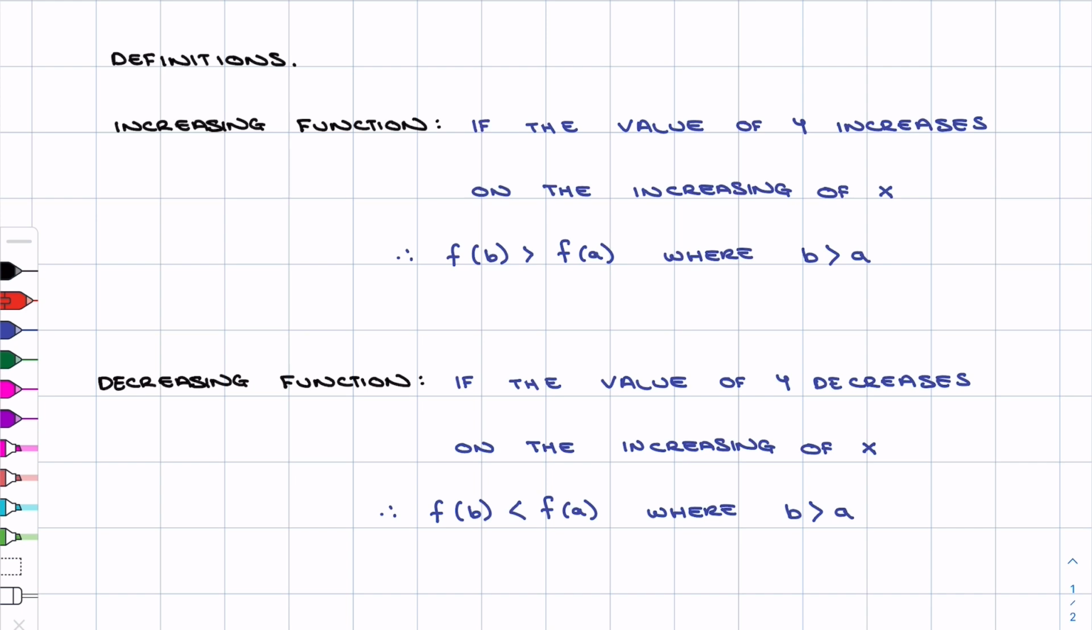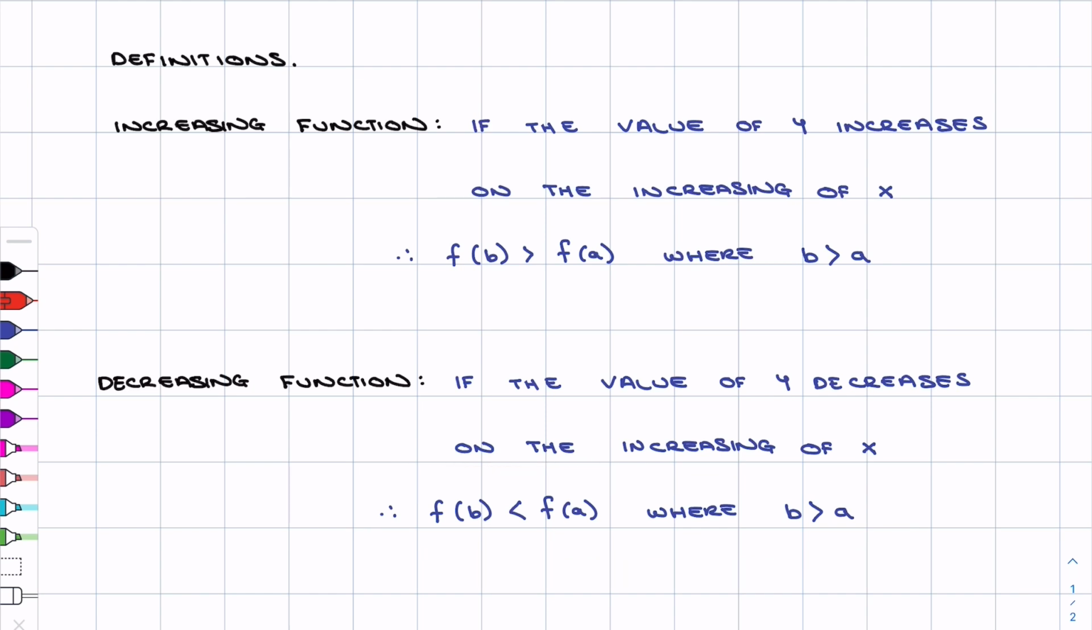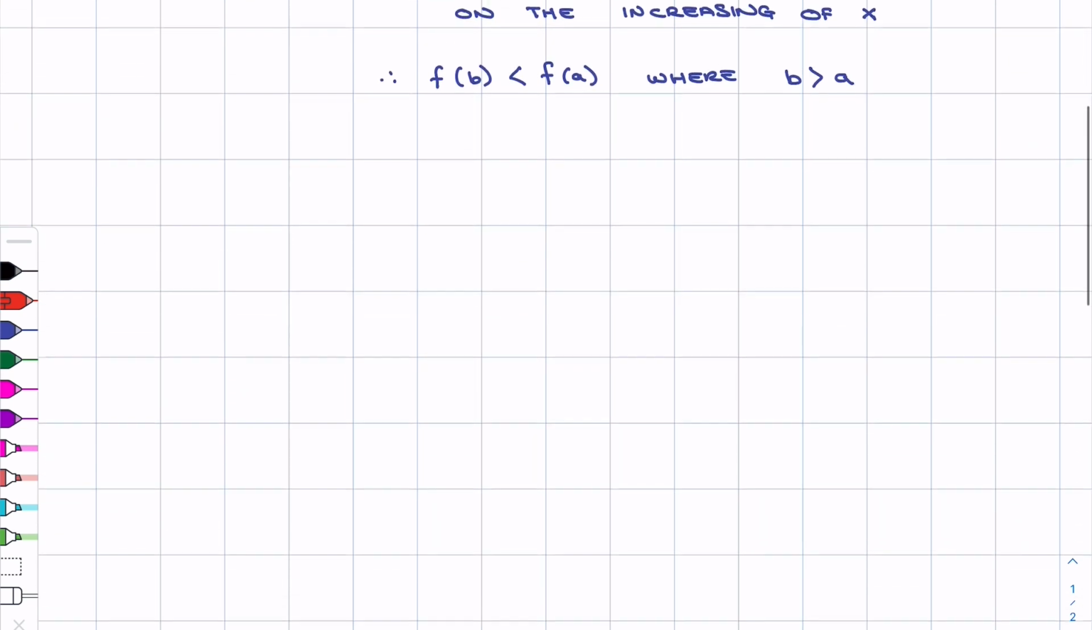When we discuss a decreasing function, it's the opposite. So if the value of y decreases, remembering that y is our dependent variable, on the increasing independent variable x, then we call it a decreasing function. And what we say here is that f of b is less than f of a, where b is greater than a. So we have to understand those definitions, and we have to talk about what they mean in terms of the function and the graphical representation of that function. So I'm going to talk a little bit about the graphical representation of a function.